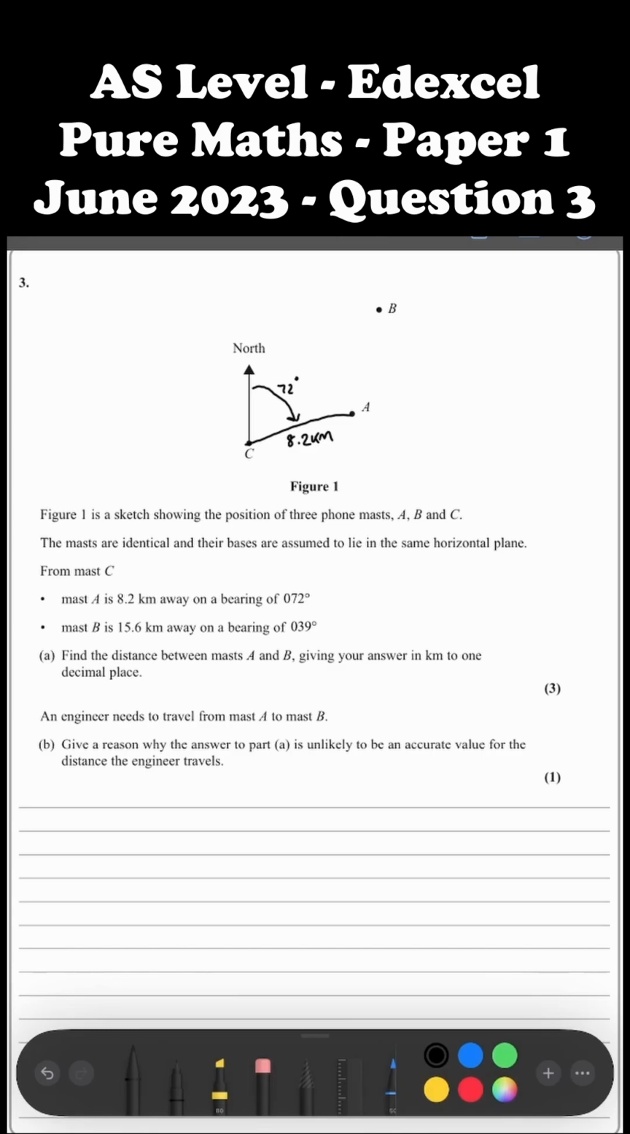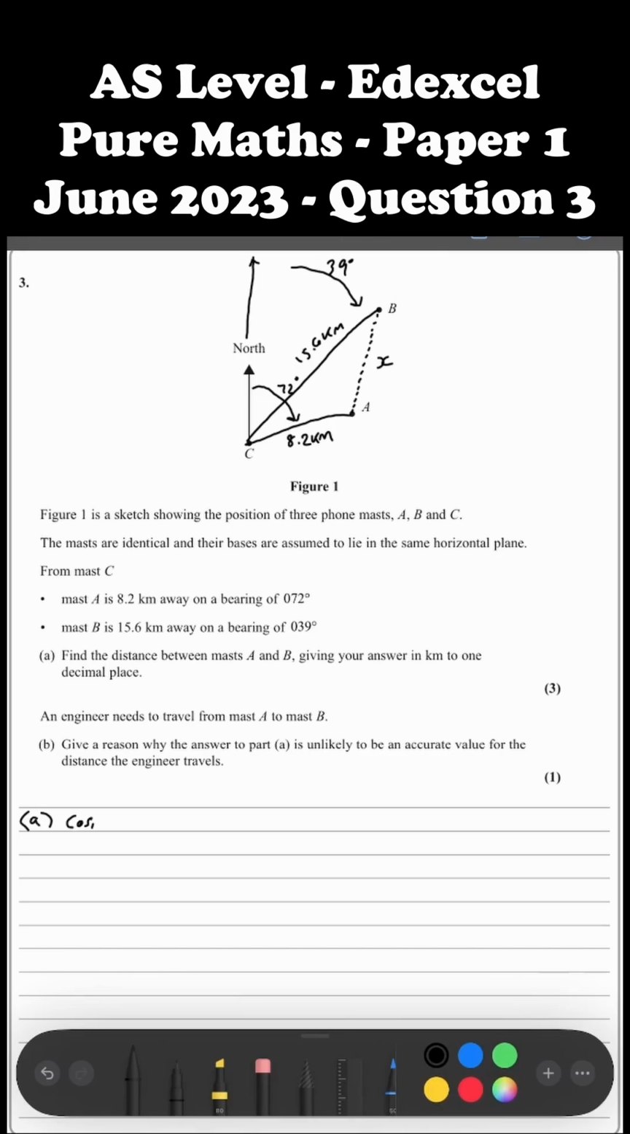Mast B is 15.6 kilometers away on a bearing of 39 degrees. So similarly, I'm going to draw another line there. This is 15.6 kilometers. And I'll just extend this line up here to make it a bit easier. And this bearing here is 39 degrees. Find the distance between masts A and B, giving your answer in kilometers to one decimal place. So we want this dotted line here, which I'm going to call x. So the way we're going to work this out is by using the cosine rule.